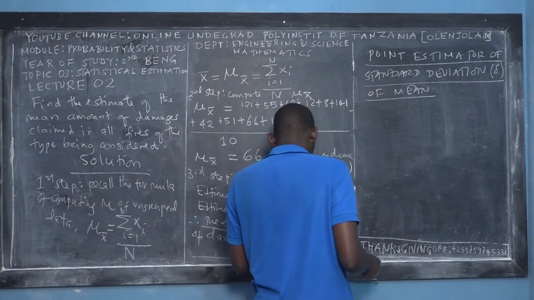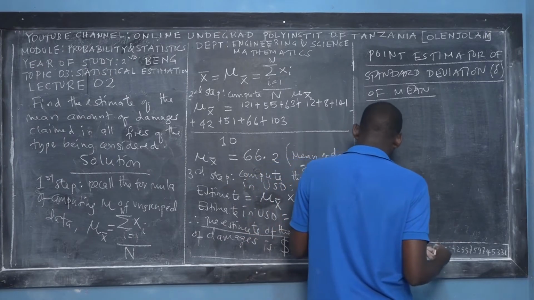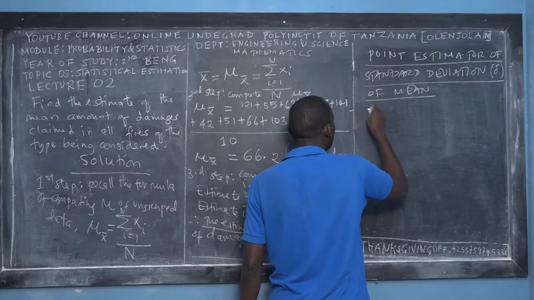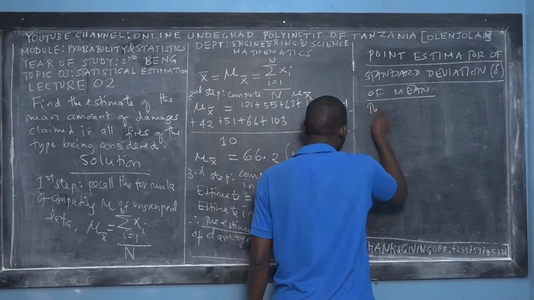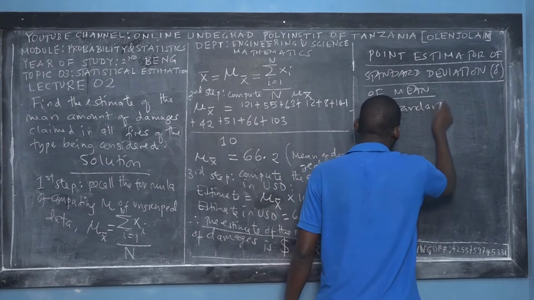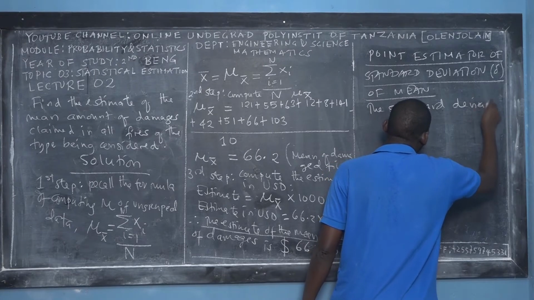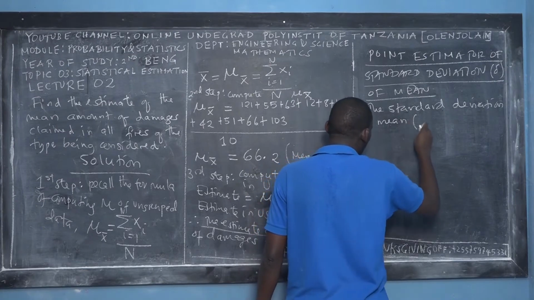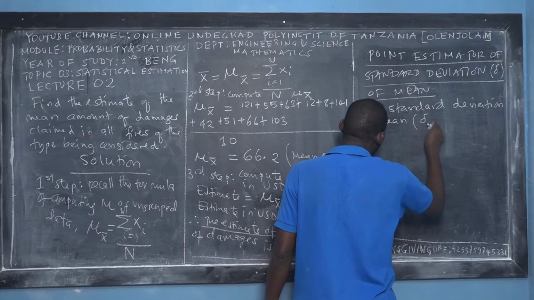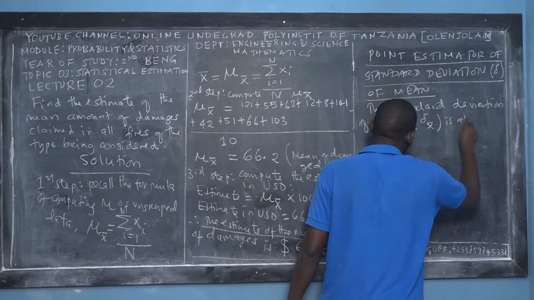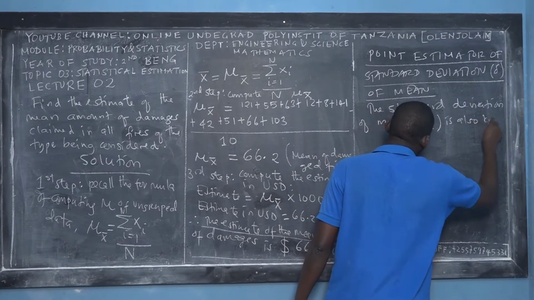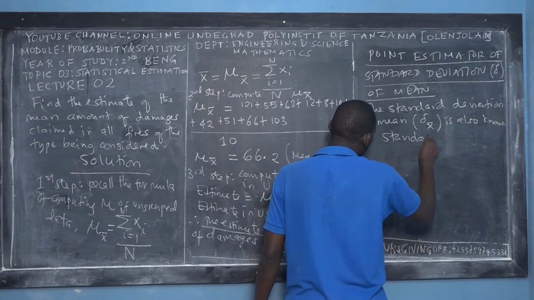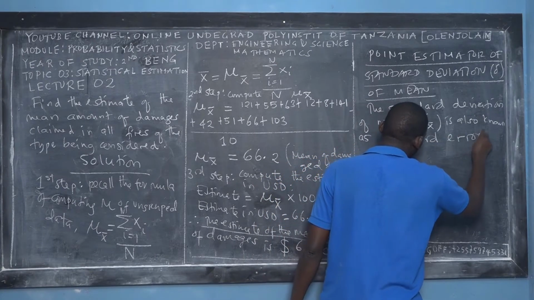Okay. So before we go to the general formula, first of all, the standard deviation of mean is also known as standard error. These standard deviations of mean, we have this symbol. The standard deviation of mean is also known in statistics as what? As standard error. So we also call it standard error.